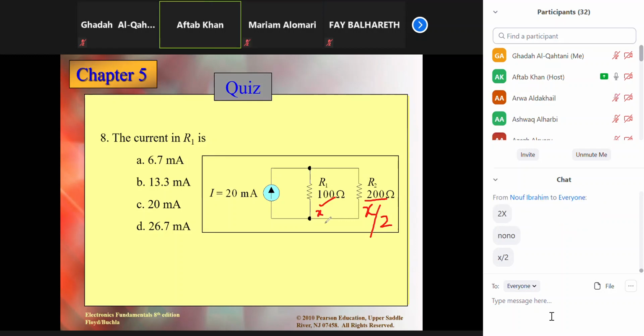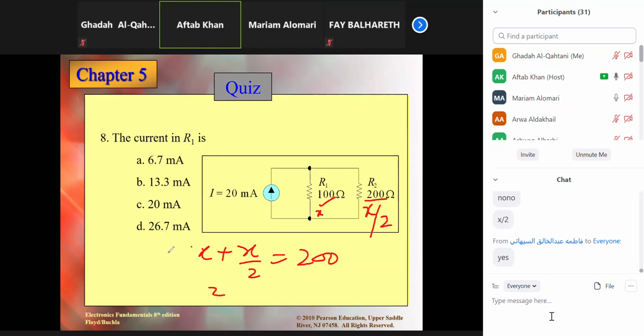But I don't know what X is. So what I can say is X plus X by 2 is equal to 200. This is simple mathematics, by the way. Mathematics we can apply anywhere. It is not a formula, but we know why I just add them: because of KCL, total current is equal to X plus X by 2. So now I can say 2X plus X is equal to 400, and now 3X is equal to 400, after multiplying by 2 there.